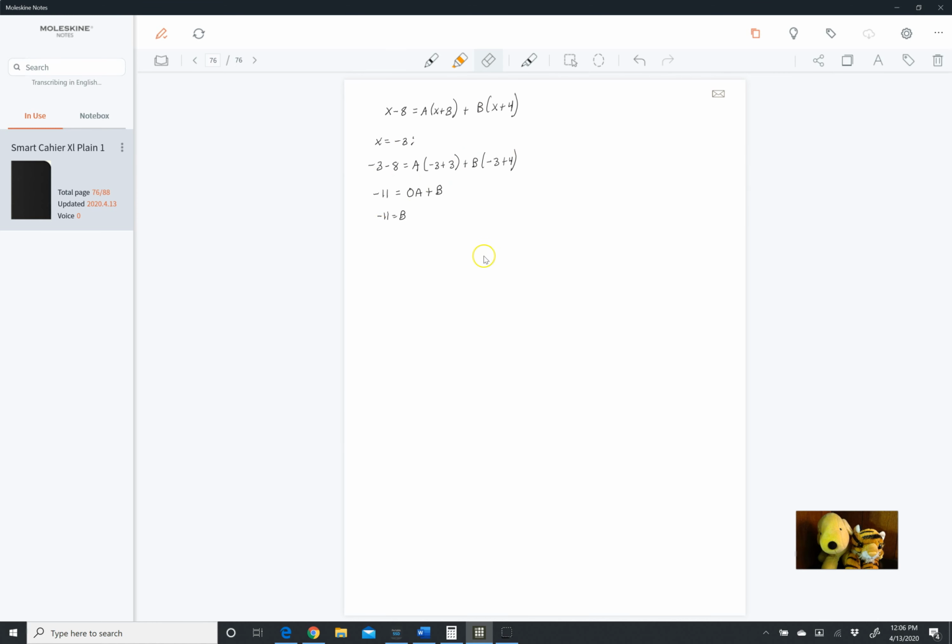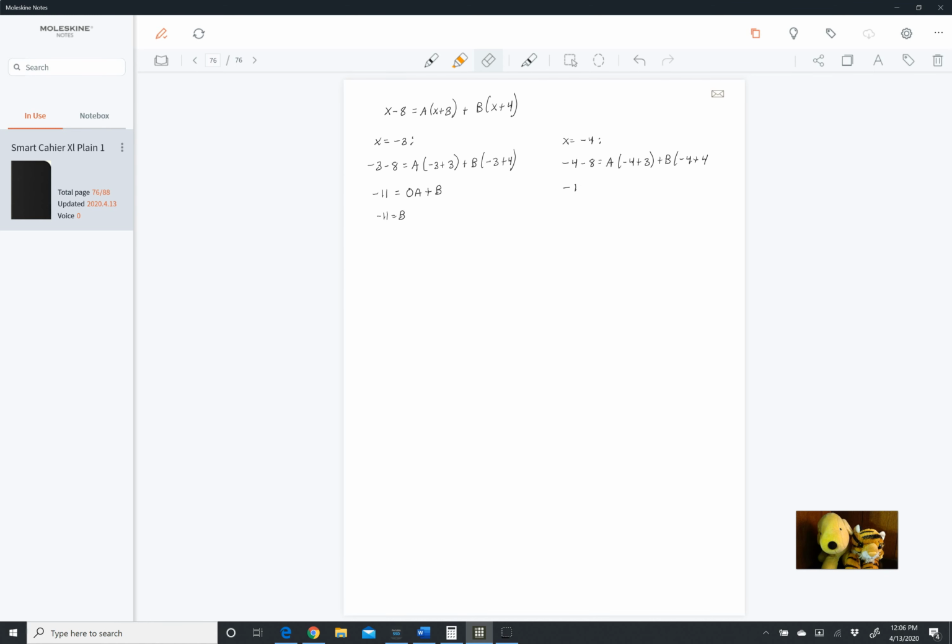So that's in order to eliminate the a. Now let's eliminate the b. So in order to eliminate the b, we have to plug in -4. So let's do that on this side. So now we have -4 minus 8 is equal to a times -4 plus 3 plus b times -4 plus 4.